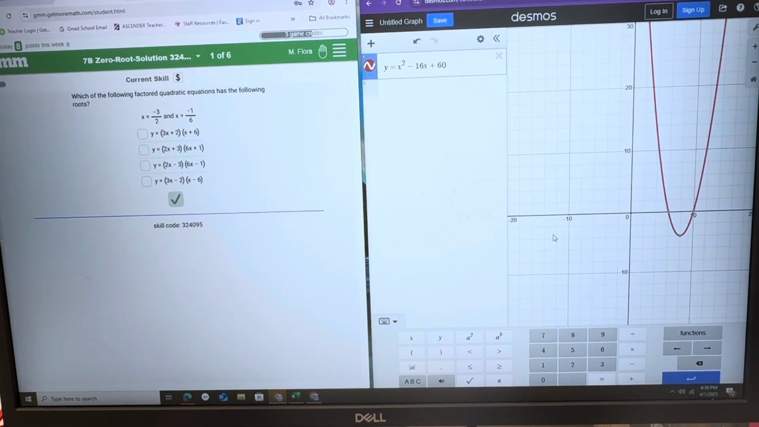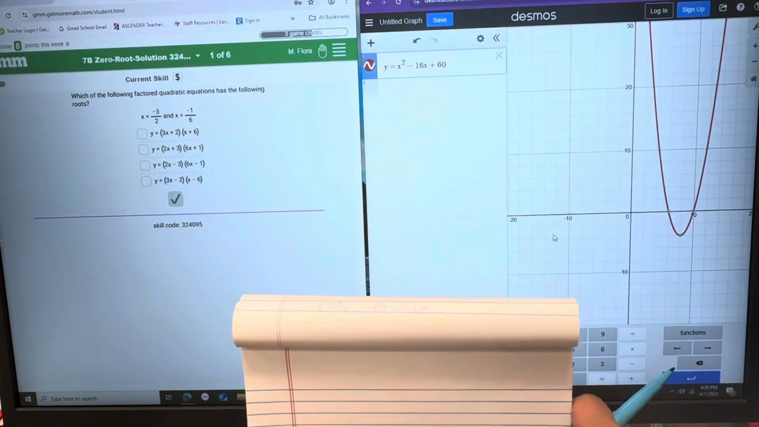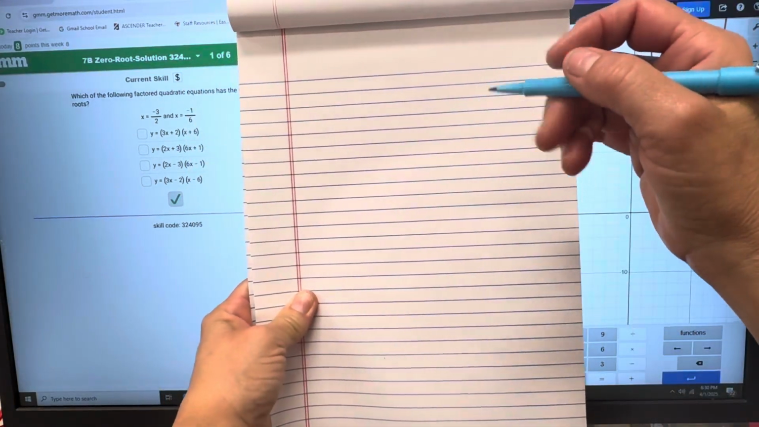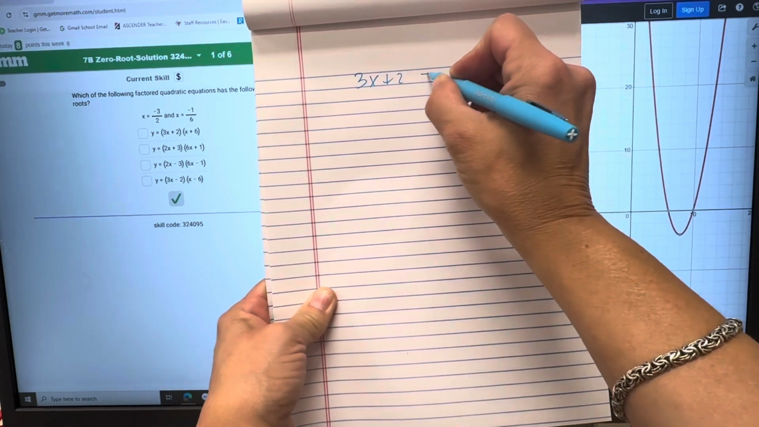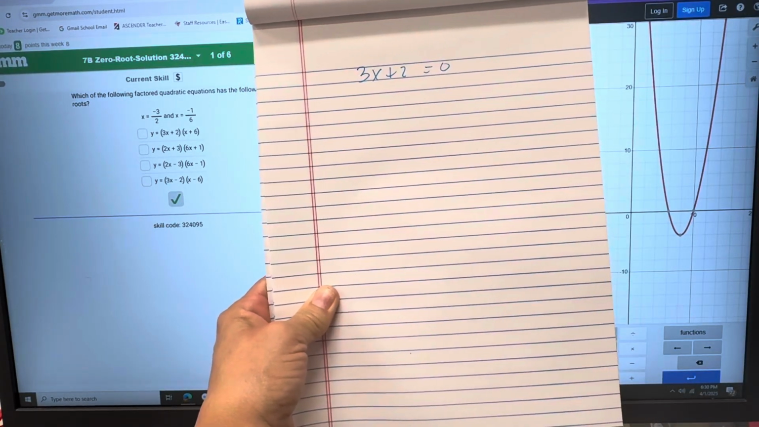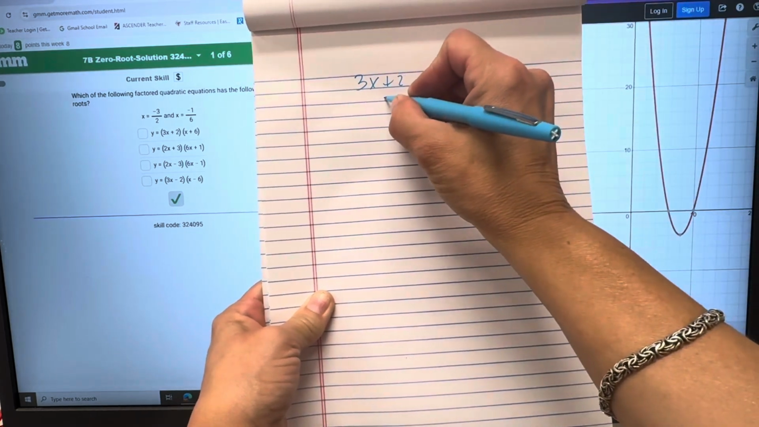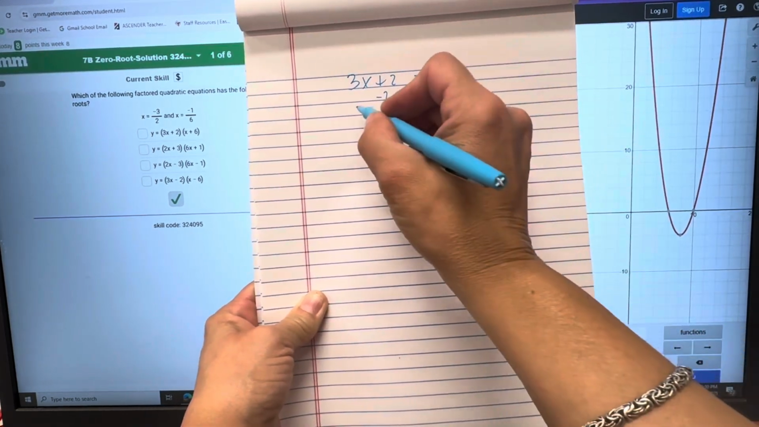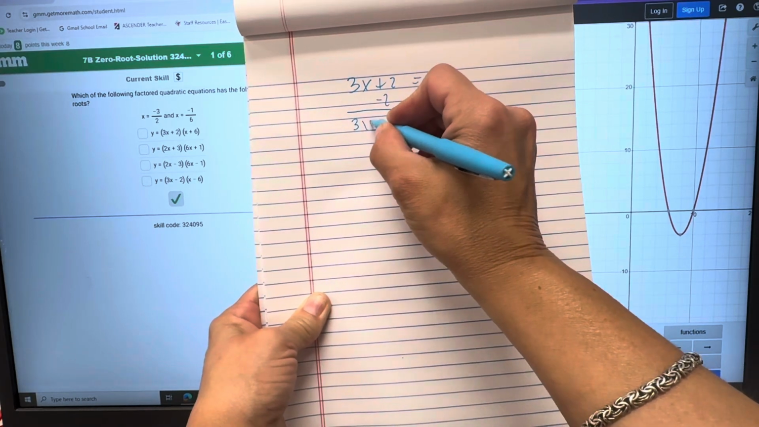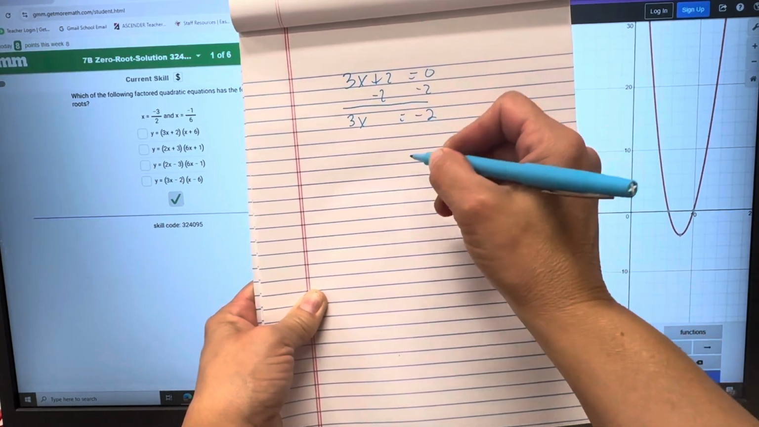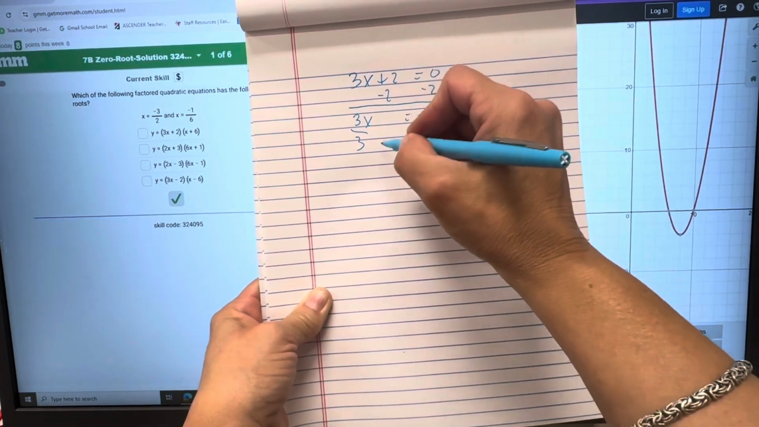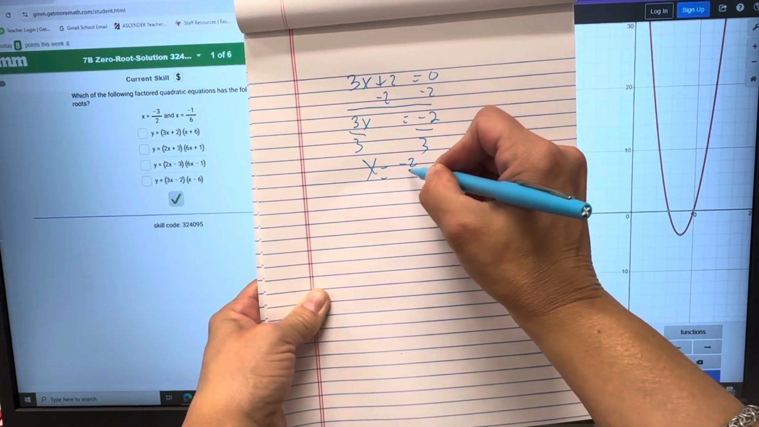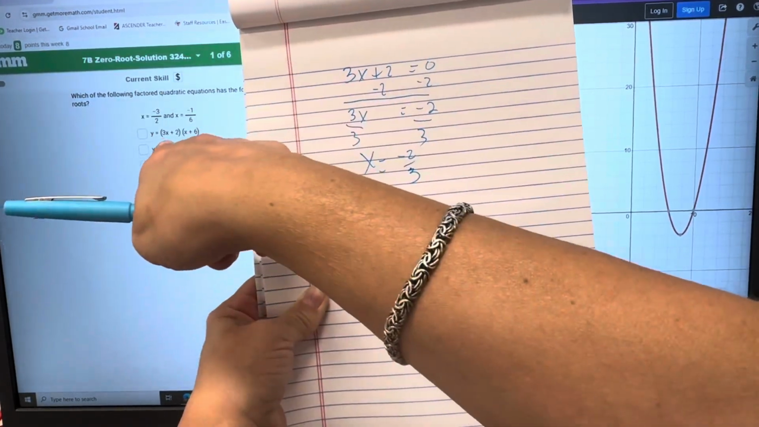So let's go back to paper. Okay, so we have 3x plus 2. So 3x plus 2 equal to 0. So the opposite of adding 2 is subtracting 2. Whatever you do to one side, you do to the other. So 3x equals a -2. And then the opposite of multiplying is dividing. So x equals -2/3. And that is just for the first one.